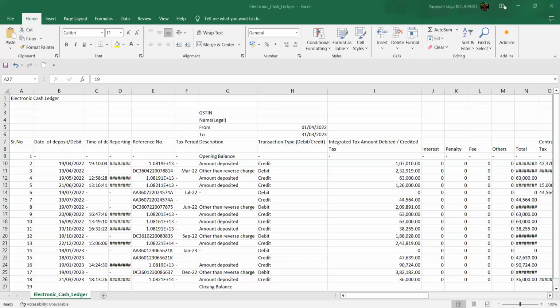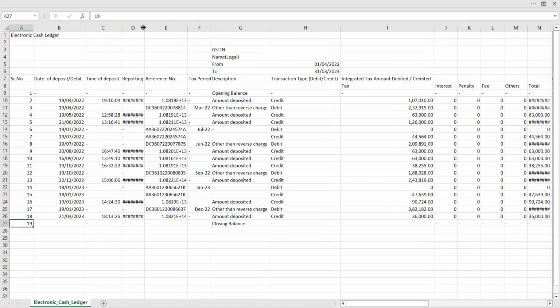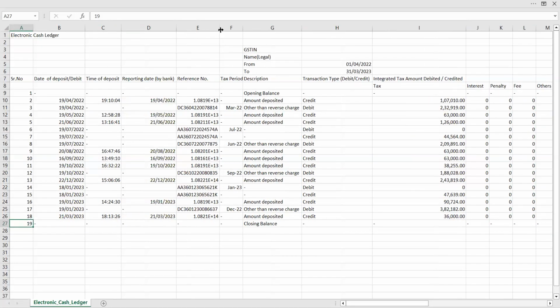See, now I have taken the cash ledger here. Like how we have discussed about the credit ledger, the cash ledger is also very similar. This is the date of the transaction, and this is the month for which it is getting.